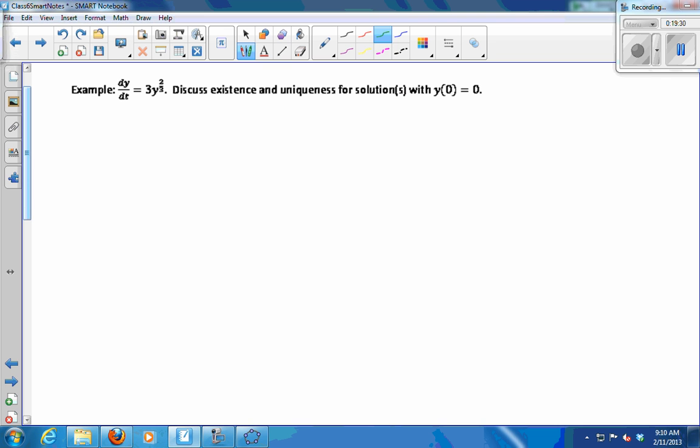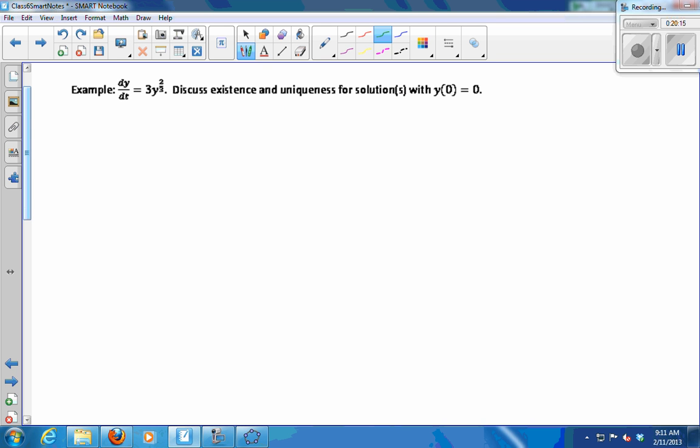Only if the right-hand side is continuous and so is its partial. Is it not true otherwise? No. It could be true if it's not continuous, but it's not guaranteed. There are examples where it will not be true. This is one of them. So we have dy/dt equals 3y to the 2/3. And you're right, I am using examples that have only y's in them, because we have very limited analytic techniques, so I have to choose functions that we can solve. That's why I'm doing that, but it is true if t's are in there also.